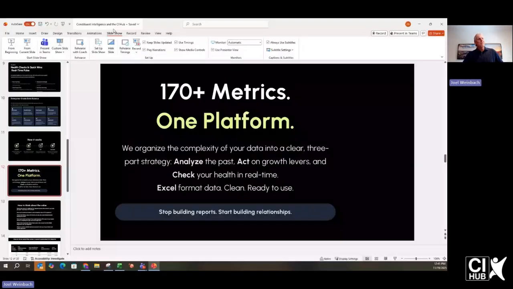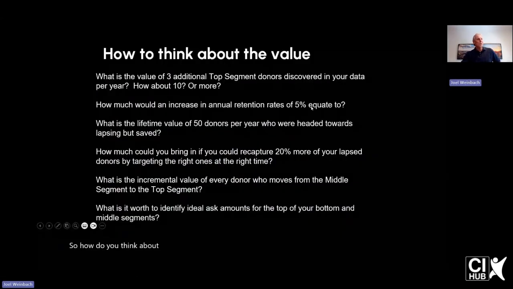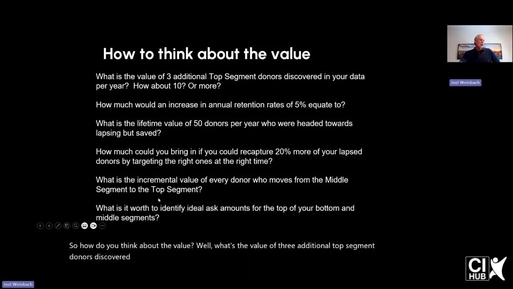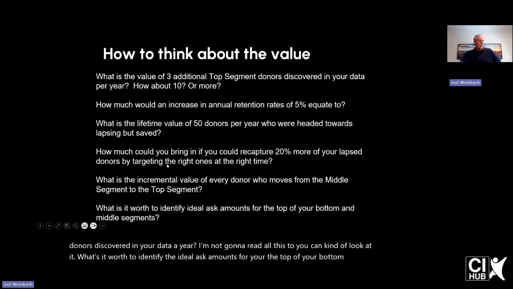So how do you think about the value? Well, what's the value of 3 additional top segment donors discovered in your data a year? I'm not going to read all this to you. You can kind of look at it. What's it worth to identify the ideal ask amounts for the top of your bottom and middle segments, things like that?